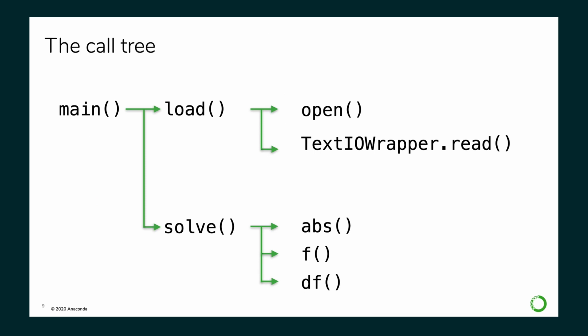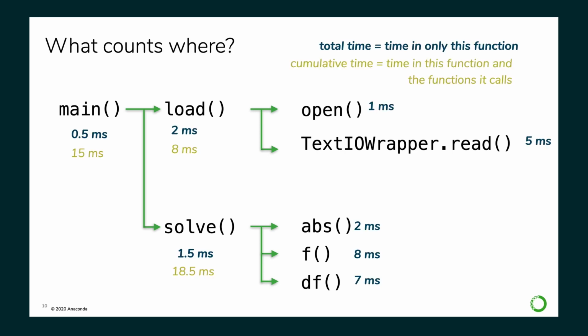Another way to think about the relationship between functions calling other functions is something called the call tree, which you could imagine starts at the top of your program with, say, your main function, and then has leaf nodes that are all of the functions that function calls. So main might call load and solve, and then load would call open and read, and then solve would call absolute value, f and df. And so this represents, in effect, the structure of your program, and the profiling that you do is effectively assigning times to all of the parts of this tree.